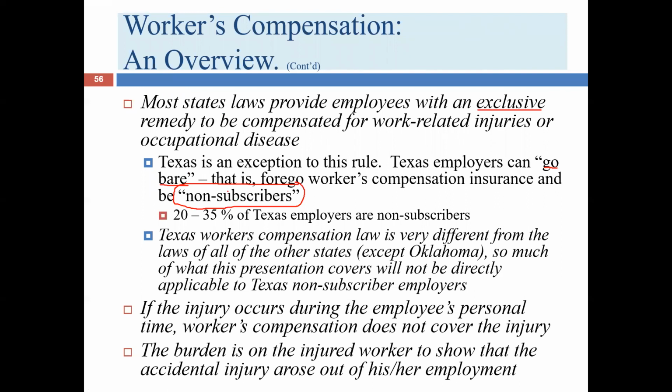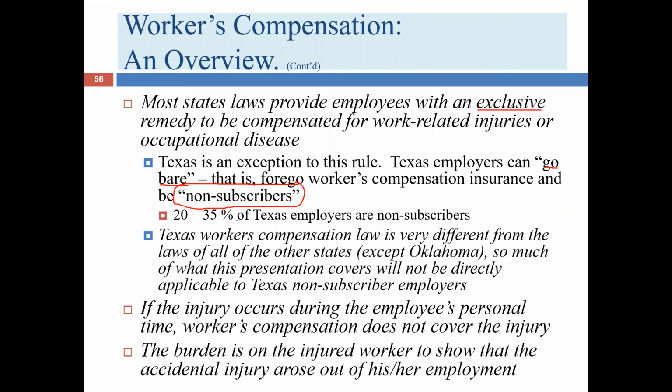Those are synonyms. About 20 to 35% of all Texas employers are non-subscribers. So it's a very significant portion, but it's certainly not the complete community. I was actually surprised to see the number was this low. I'm not 100% sure I think that's true. I always had the impression that it was over half, but I'm not going to ask you either way for the number. But whether it's 20% or 60%, it's not a small percentage.